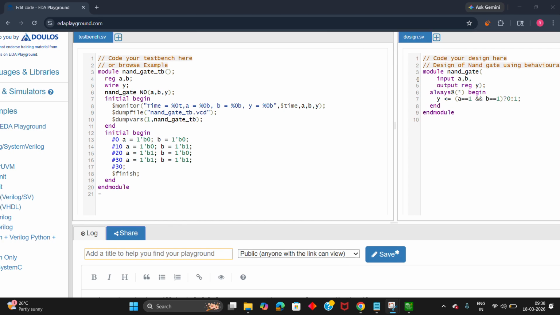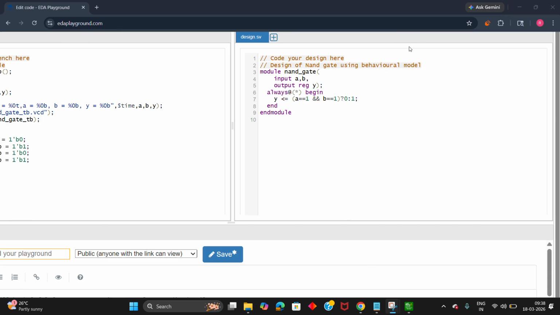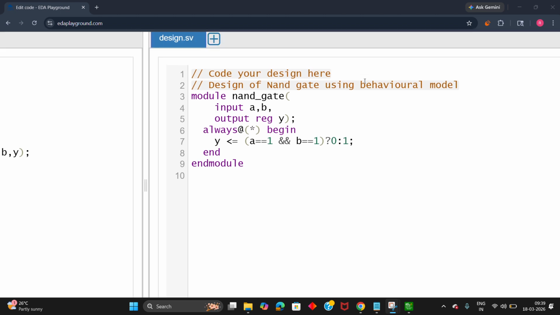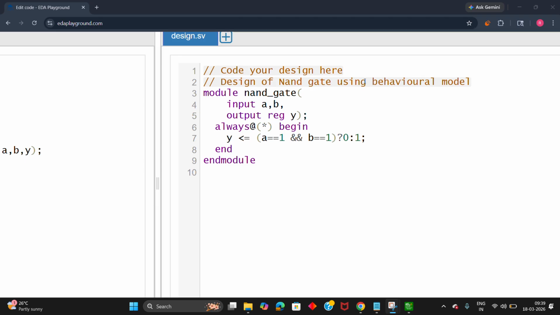For example, in the previous class we discussed the behavioral model of the NAND gate, and also the data flow and gate level modeling, right? So today in this class we are going to discuss switch level modeling. To follow this lecture you must watch my previous lecture, where I discussed the switch level model of the NOT gate. How to write the switch level code for the NOT gate I have discussed in that video. So watch that video, then only you will be able to understand what I'm going to tell you now.